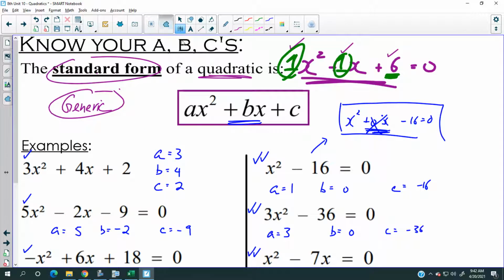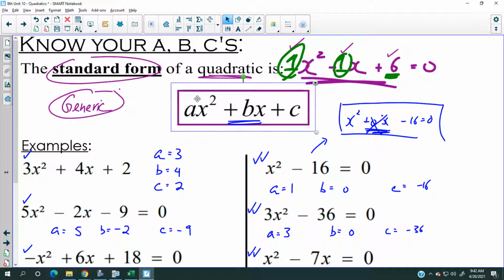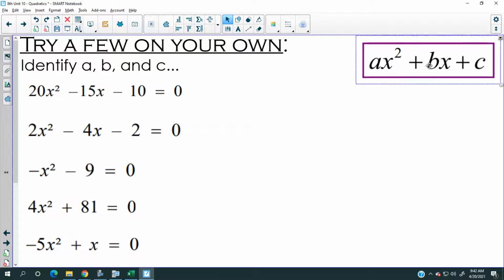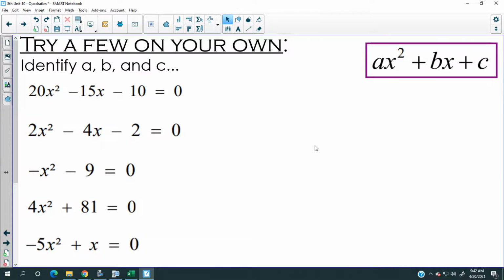Let me put the generic formula on the side there too. Hold on. All right, I'll put this on the side here, on the corner. All right, so go ahead, take a couple of minutes, press pause right now, and then we'll go from there.